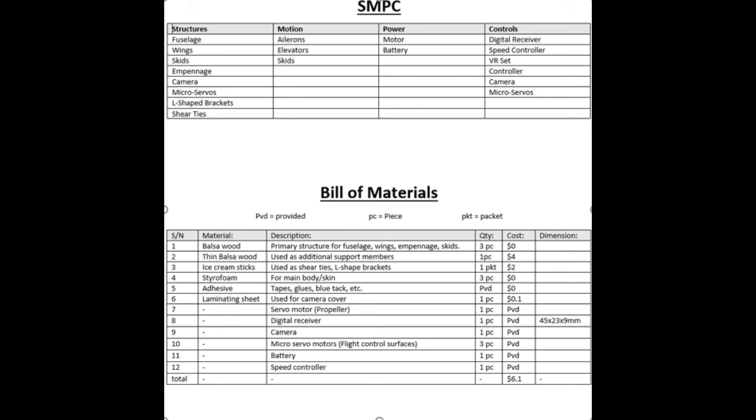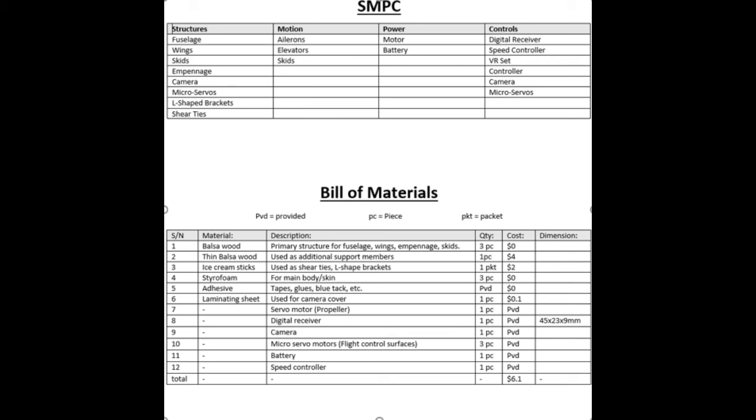This will not be provided by the school, so we will use the $50 budget which we are given to buy it. We will also buy some ice cream sticks, which will be used as shear ties and L-shaped brackets to further strengthen the structure. And as for the main body, which is the fuselage skin, we'll be using styrofoam. And in order to keep our plane intact, we'll be using adhesives such as tapes, glues, blu tack, etc.